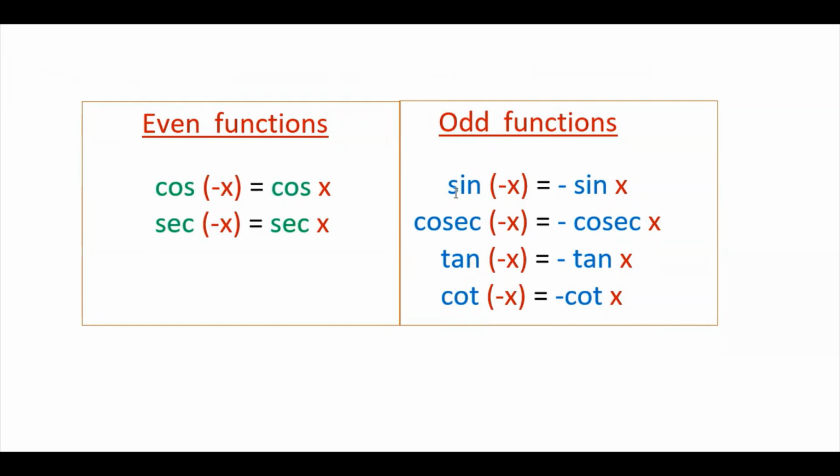And for odd functions, sin of minus x is equal to minus sin x. See the difference here. Here, if the angle is negative, then the sign will change. Here, the value is also negative. So, minus sin x. Similarly, cosecant minus x is equal to minus cosecant x. Tan of minus x is equal to minus tan x. And cot of minus x is equal to minus cot x. Please remember all these even functions and odd functions.